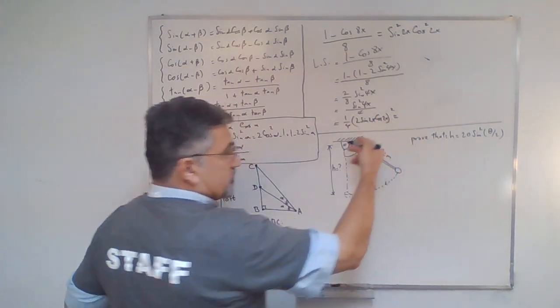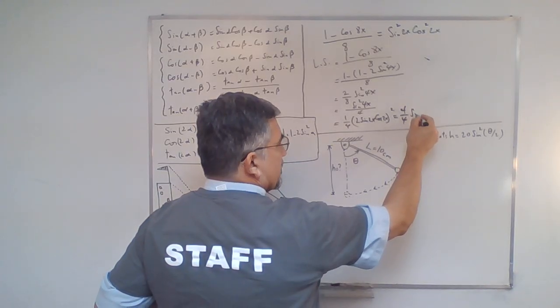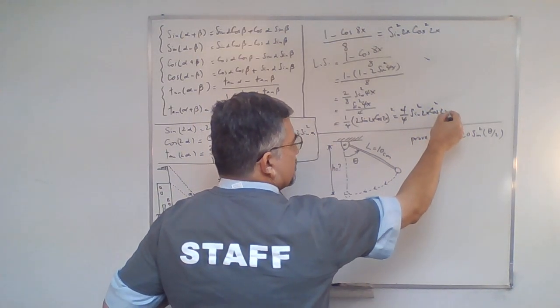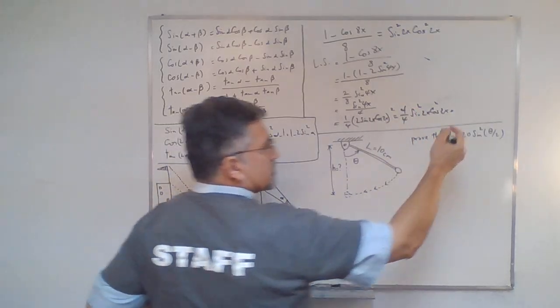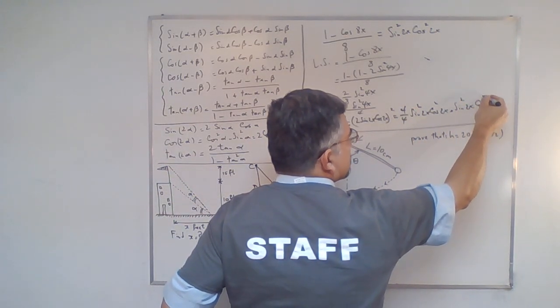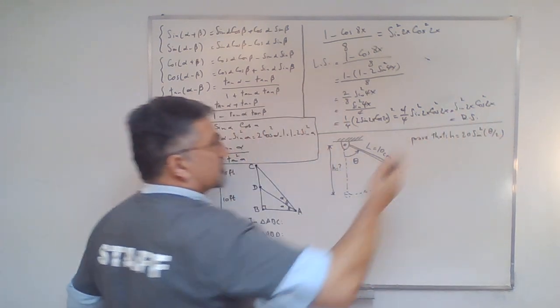And now we need to square this. So 2 squared is 4. So we end up with 4 over 4 sine squared of 2x cos squared of 2x. And 4 over 4 is 1. Therefore, sine squared of 2x cos squared of 2x is what we derive, which is the right-hand side.